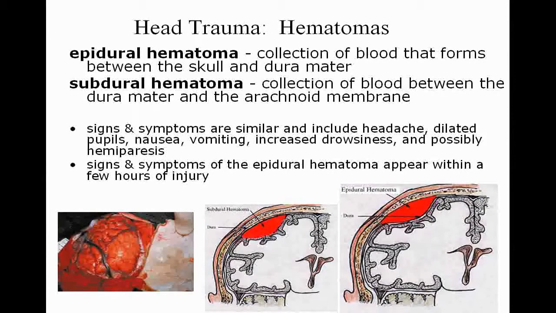The symptoms of the epidural hematoma usually appear within just a few hours of the injury. The symptoms of the subdural hematoma may be a little delayed. It's been known to happen that when the person's suffering from a subdural hematoma, they'll not immediately have those signs and symptoms, but a few hours later, once the blood has really started collecting and putting pressure on the brain tissue, they start having those signs and symptoms. There's a slower accumulation of blood with the subdural hematomas.